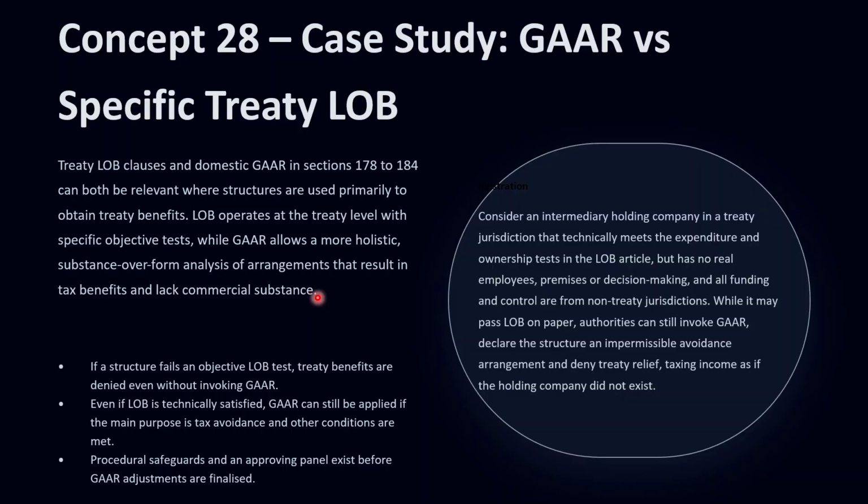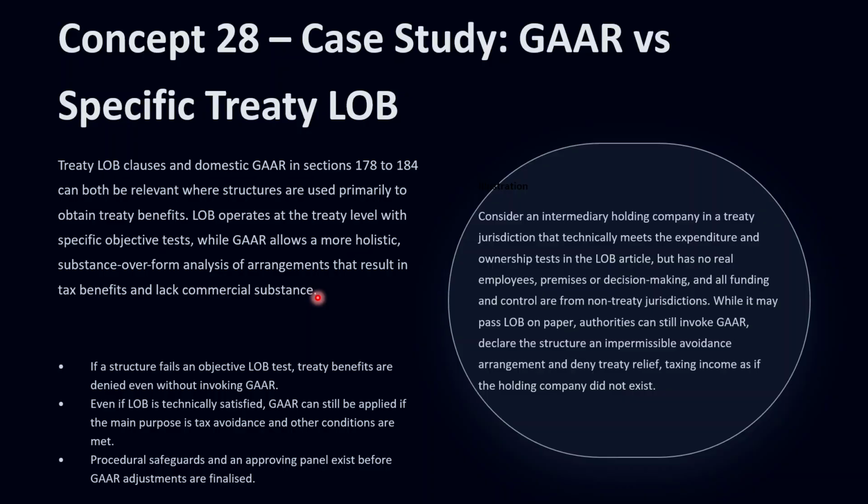Separately, our domestic GAR in section 178 to 184 allows the tax administration to declare an arrangement an impermissible avoidance agreement where the main purpose is to obtain a tax benefit and the arrangement leads to misuse of provisions, or lacks commercial substance, or is carried out in an artificial, or I would say abnormal manner. So the interaction works roughly like this.